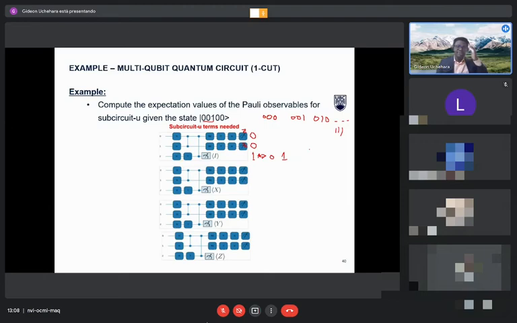The point I'm trying to make is this: we are interested in the probability distribution for the probability outcome for this whole measurement. But at this time, we are considering subcircuit U, which is from this qubit to this qubit here. So in order to compute the probability distribution for I, given that we are measuring the cut qubit in this basis, which is the I basis, let's say after measurement, the probability outcome here is 0.5.